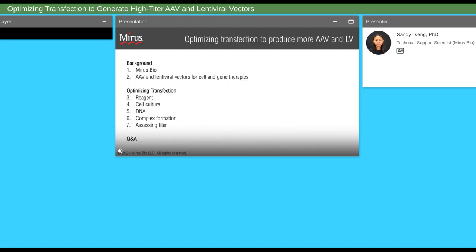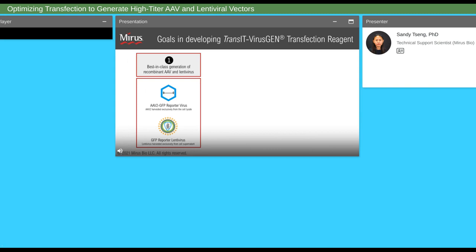Okay, so on to the meat of the talk, which is to discuss the ways we can improve yield of AAV and lentivirus through optimizing this critical step in production, transfection. So before we get to the Q&A, we will discuss these parameters. Okay, so first, the reagent. TransIT-VirusGEN Reagent was developed by Mirus with this workflow in mind.